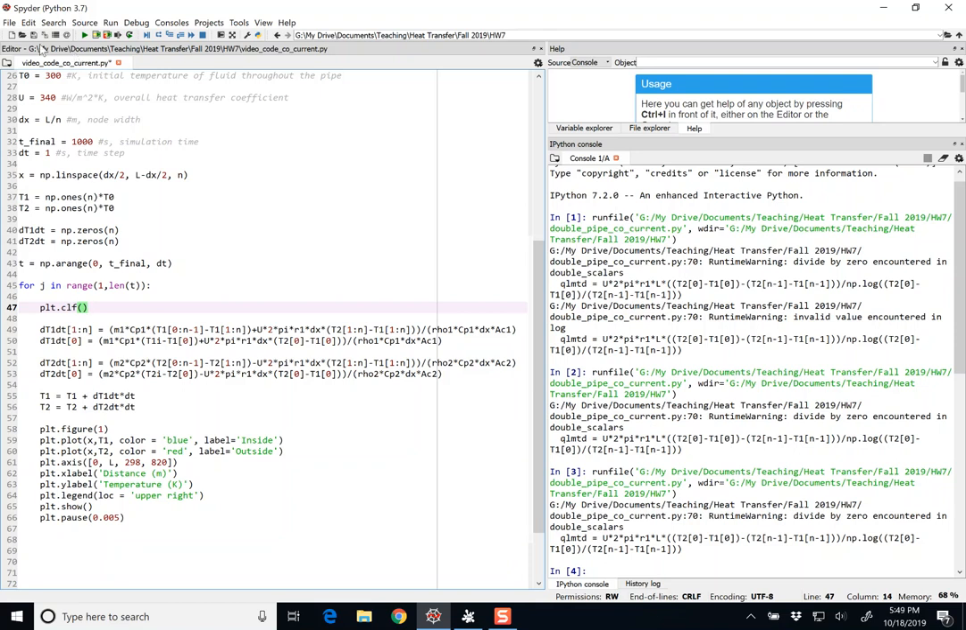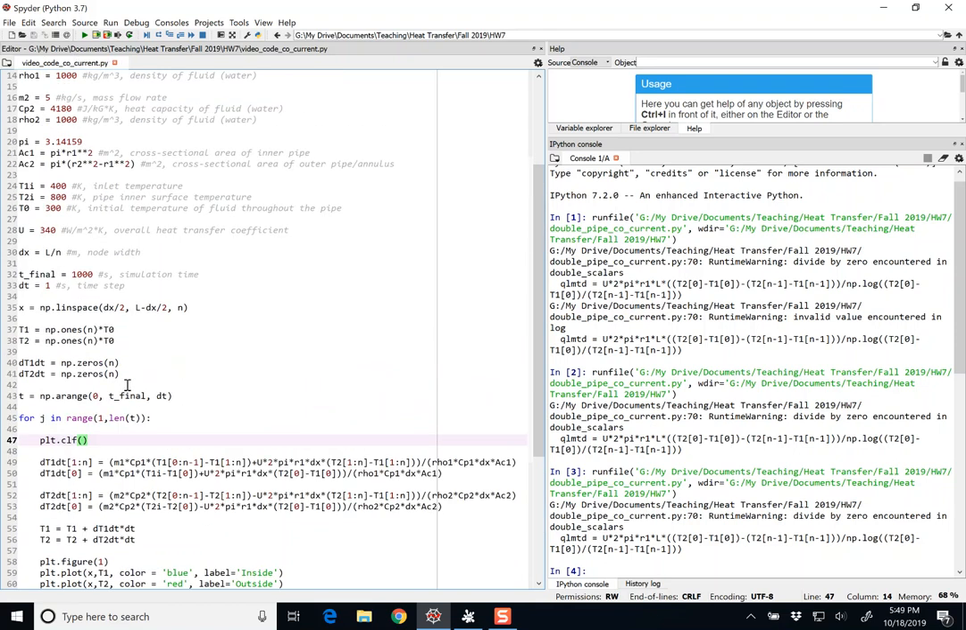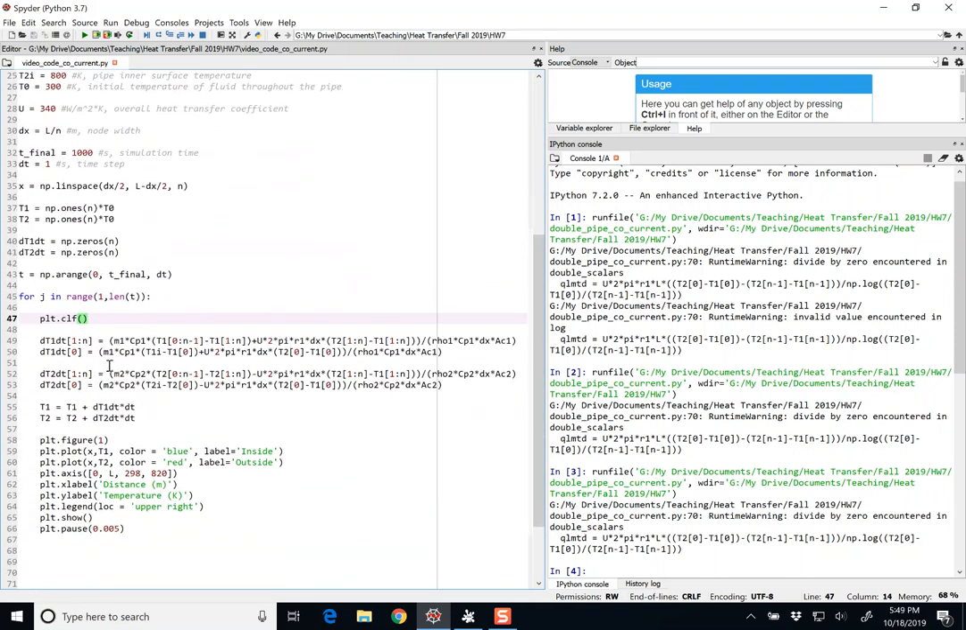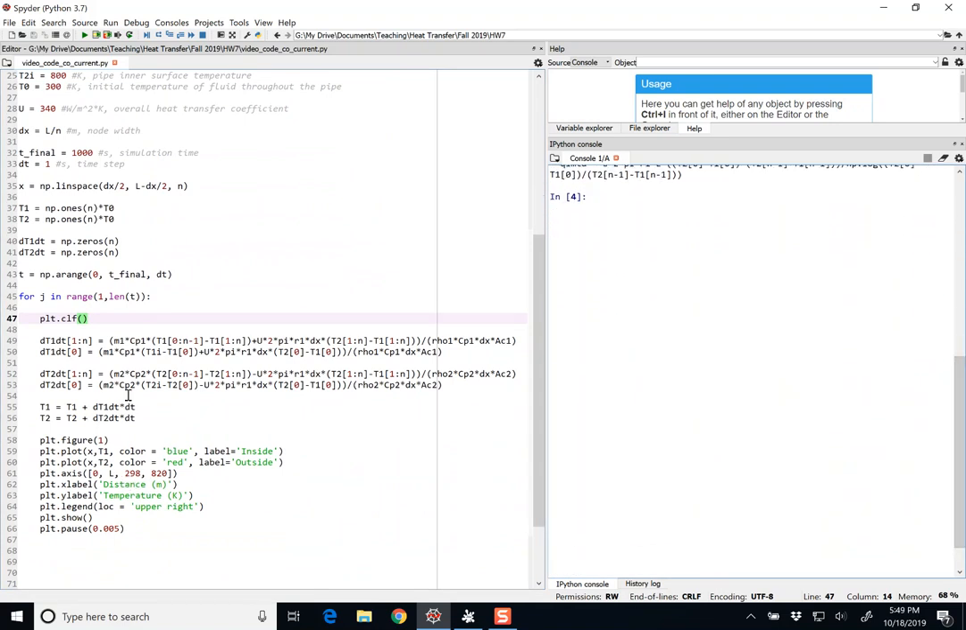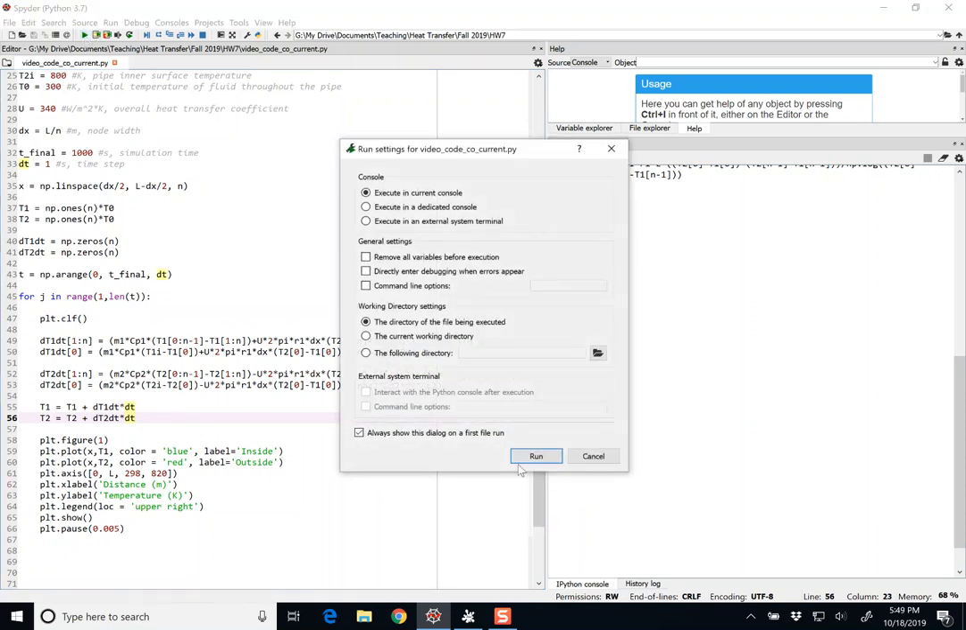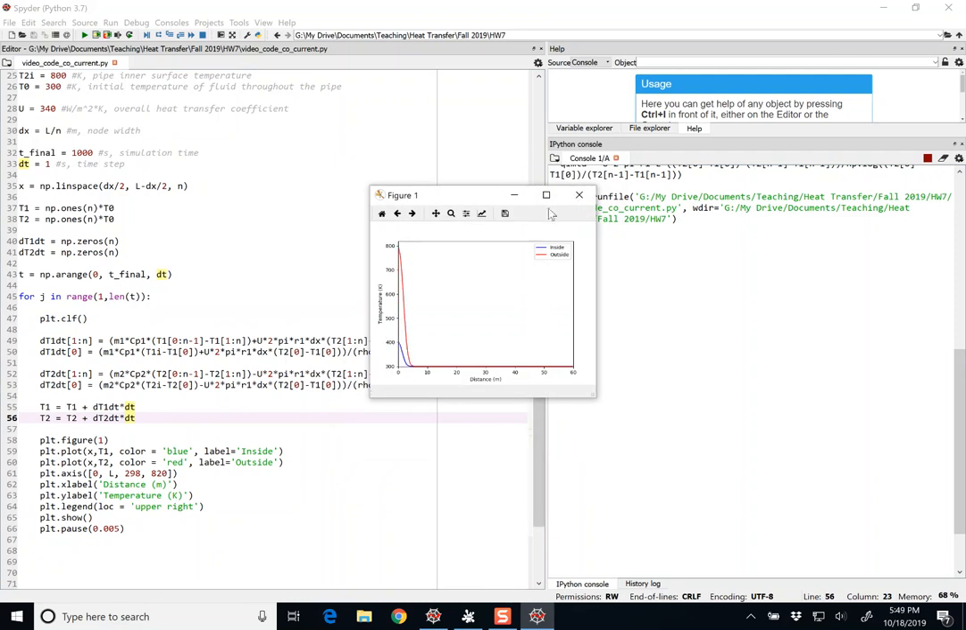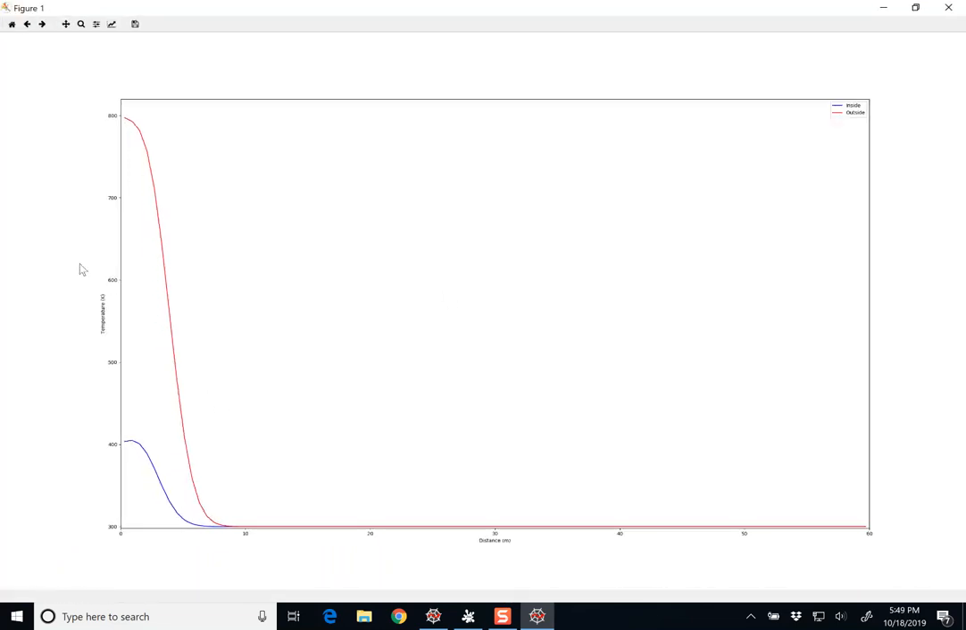Okay, so in all likelihood, there's some error in this code. Hopefully we'll be able to identify it quickly. I'm not seeing any errors that it has caught by default, so I'm going to go ahead and hit play. All right, and there we go. Actually, this is working quite nicely.